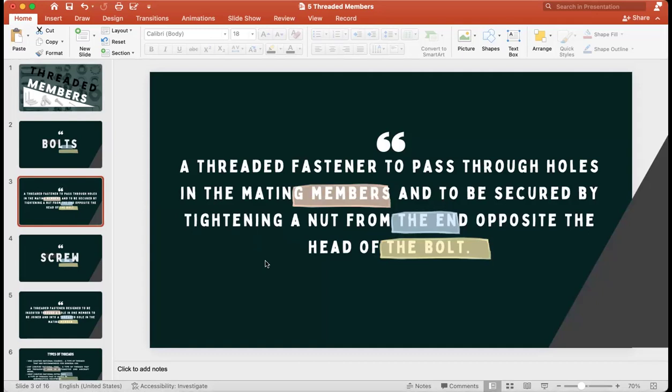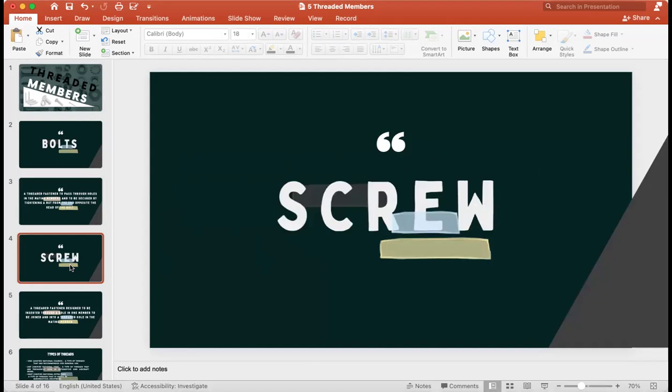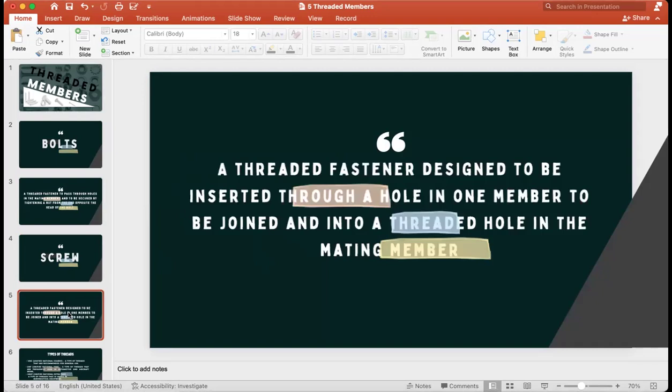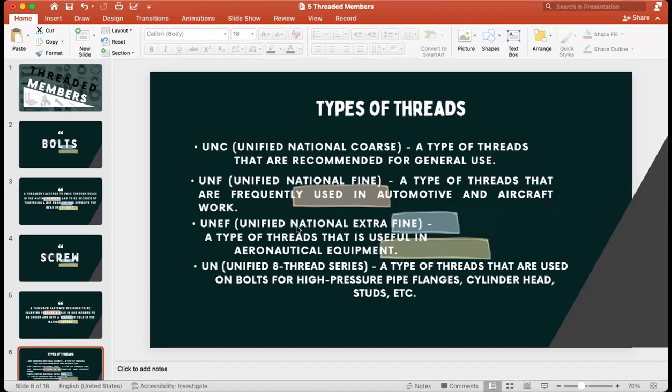And another type of threaded members are screws. So screws are designed to be screwed directly into a material or a pre-threaded hole in order for you to have a strong hold. But a screw doesn't need a nut like the bolt. So as it is, you can insert the screw without a nut. Okay, and these are types of threads.